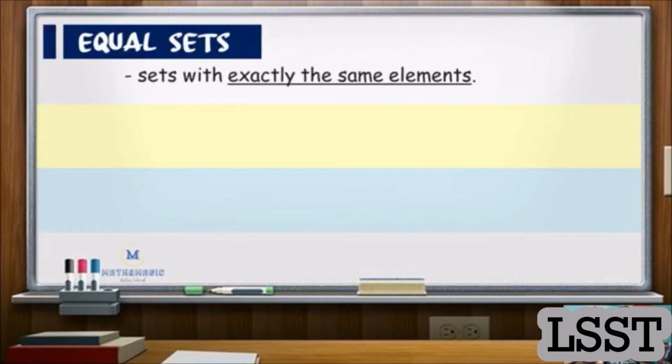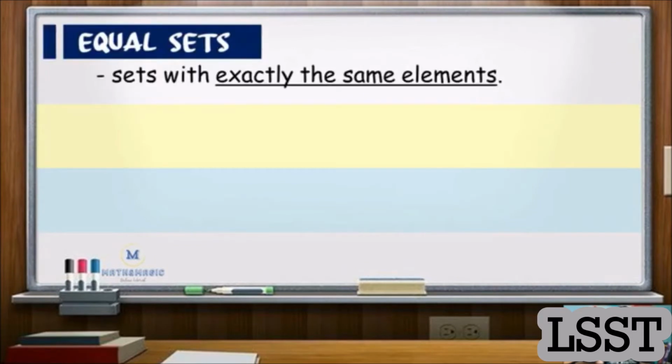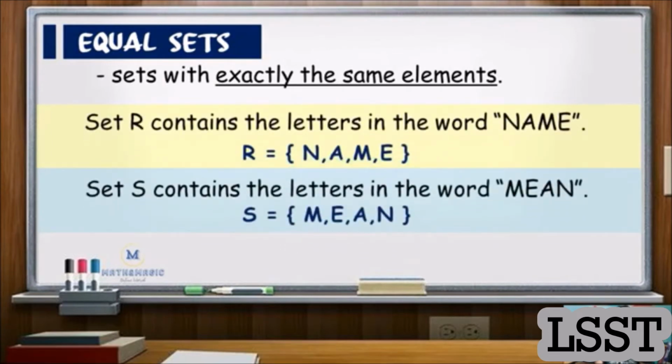Okay, next we have sets with exactly the same elements, called equal sets. We have set R and set S. Set R contains the letters in the word name, while set S contains the letters in the word mean. Notice that in the two sets, although the arrangement is different, the elements are exactly the same. So we can consider these as equal sets.